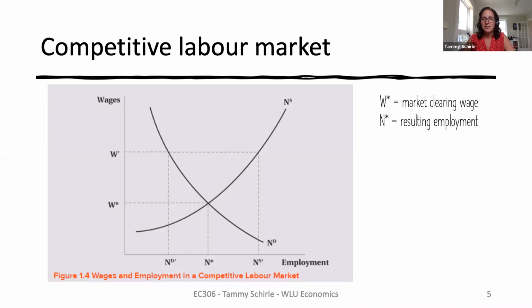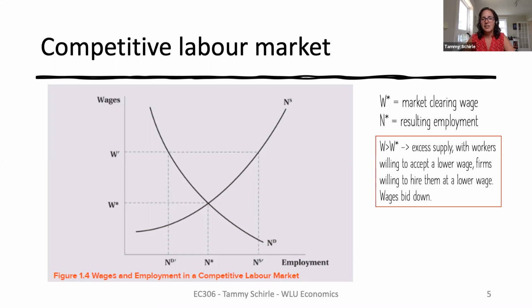Now, in this perfectly competitive market, where those two curves cross, we have the same amount of labor supplied as demanded, and the market clears. Anyone searching for a job at W star in this diagram can find one. So W star is going to characterize that equilibrium as our market clearing wage. N star here is the employment level associated with that.